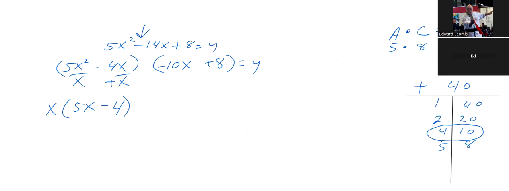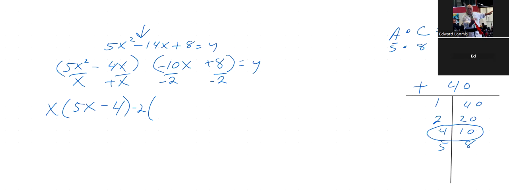Negative 10x plus 8. Well, 2 goes into 10, and 2 goes into 8 evenly. 10 divided by 2 is 5. I'm going to pull a 2 out. But take a look. I forgot to look. Look at the signs. If I pull a positive 2 out, my signs are going to be wrong. So I'm going to pull a negative 2 out. I almost missed that.